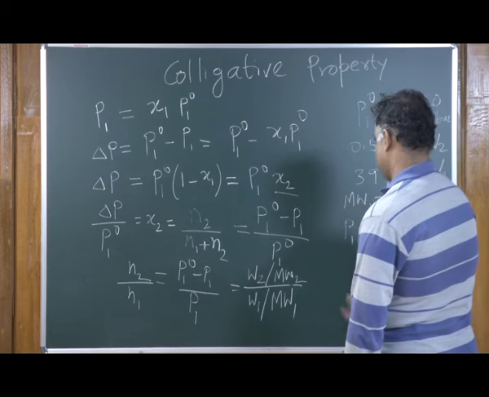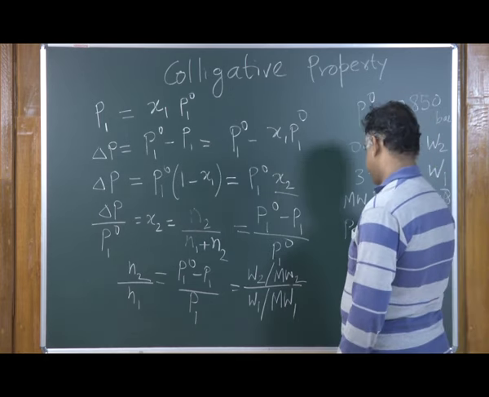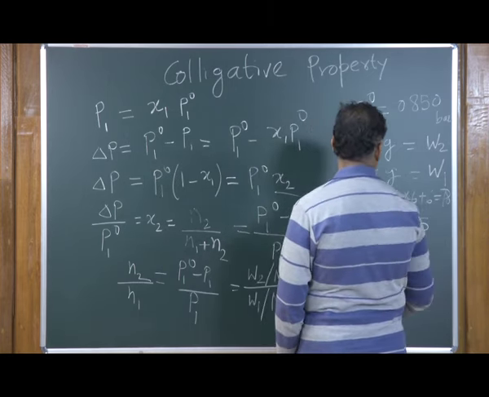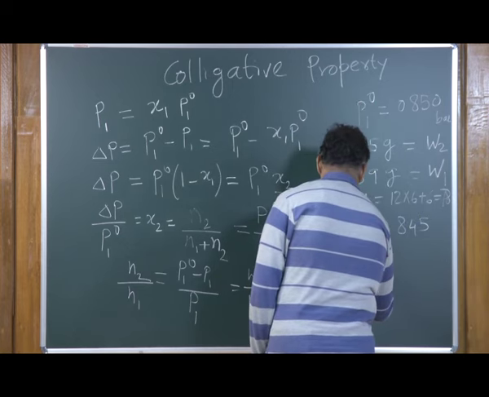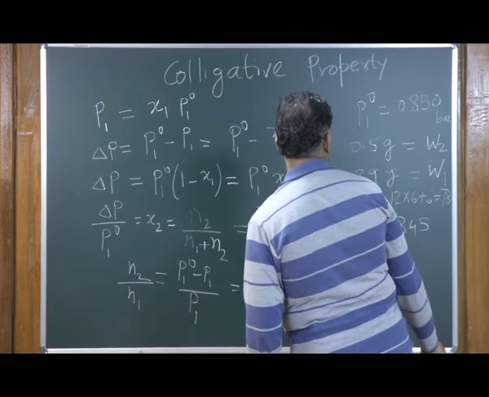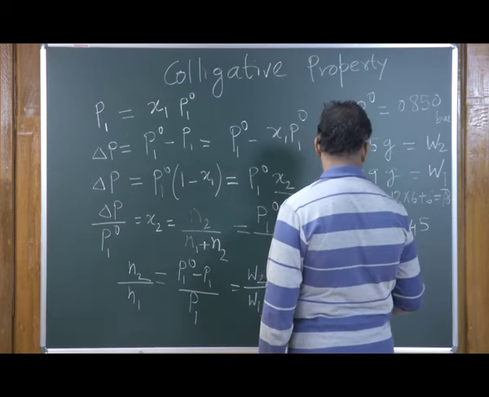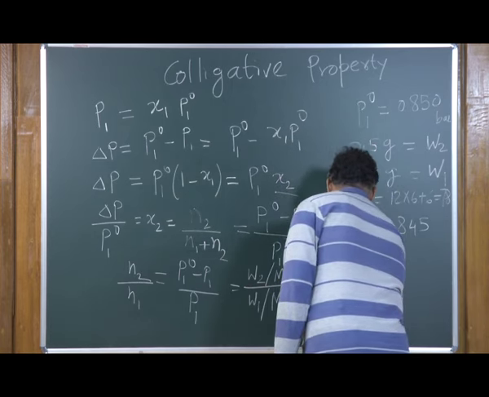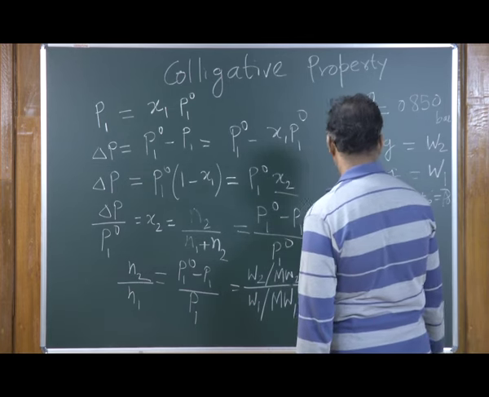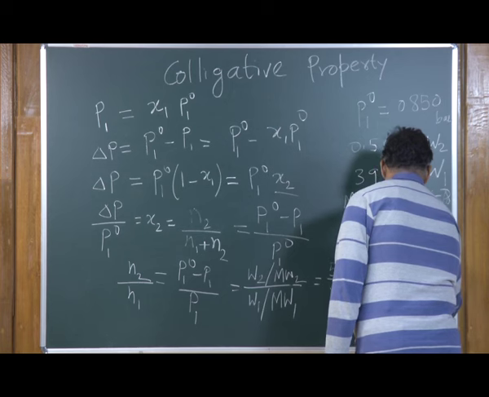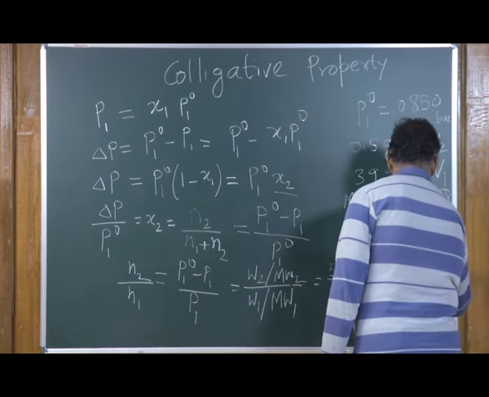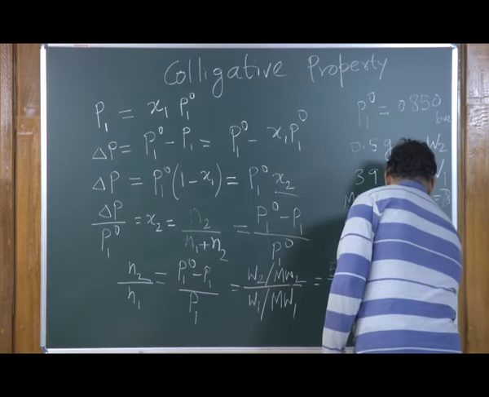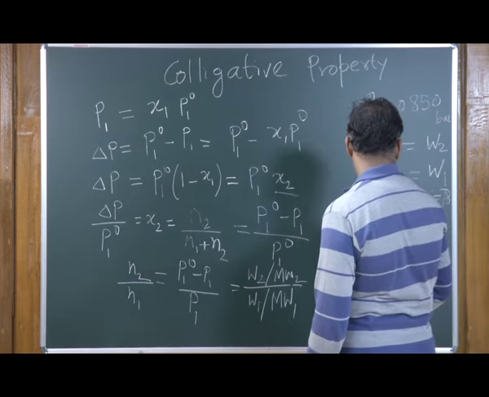Now, the formula is given right in front of us. So, P1⁰ minus P1 is simply, we subtract this and we get 5 into 10 to the power minus 3 bar, divided by P1, that is 0.845, and that is equal to weight of solute, which is given 0.5 gram, divided by molecular weight of the solute, divided by weight of solvent, that is 39 gram, divided by molecular weight of solvent, that is 78.